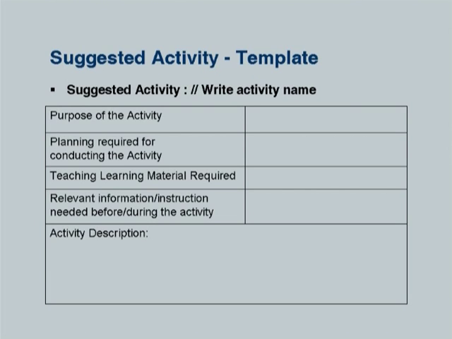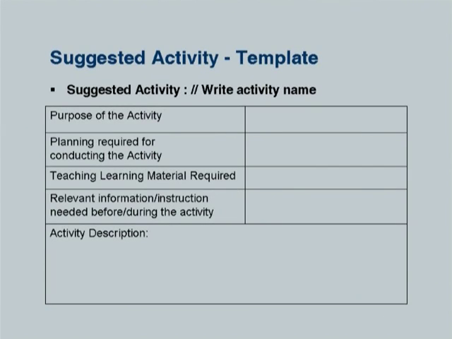Then the relevant information, instructions needed before or during the activity. Suppose I want to conduct the quiz. What are the guidelines for the quiz? How is the winner selected? What is to be done if there is a tie and how? So what are the informations needed to be provided during as well as before we start the activity? Finally, the activity description, how the activity is actually conducted.